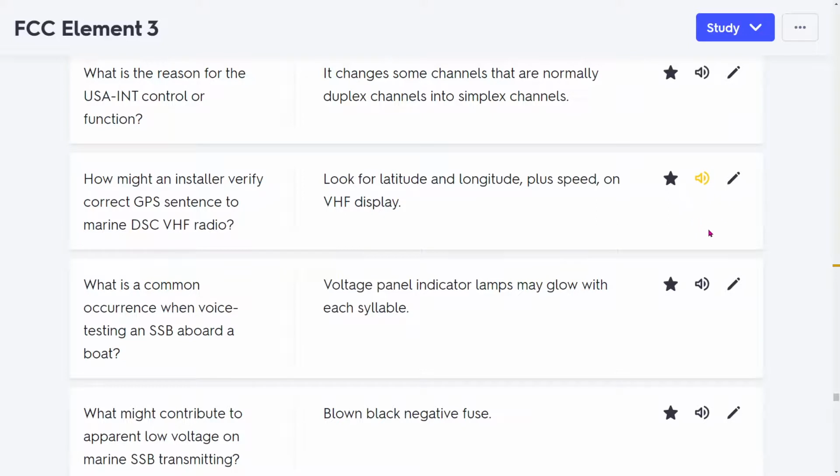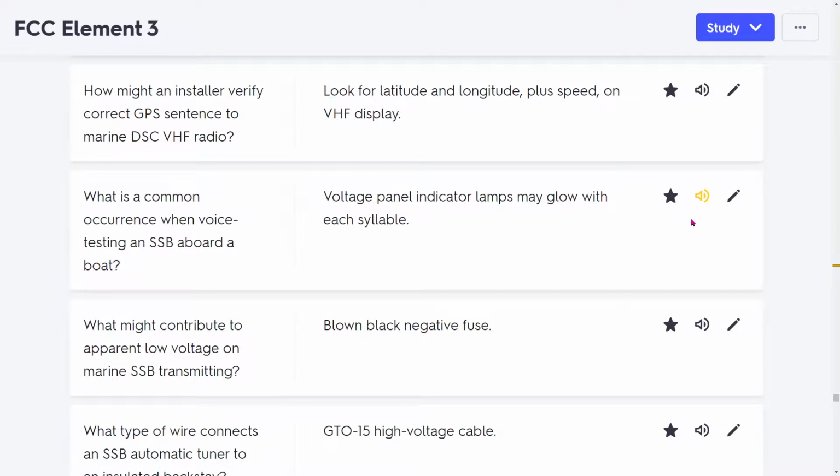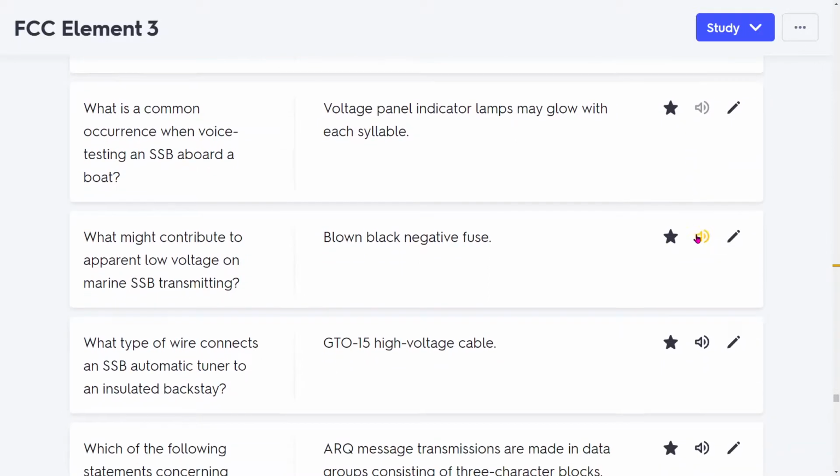How might an installer verify correct GPS sentence to marine DSC VHF radio? Look for latitude and longitude plus speed on VHF display. What is a common occurrence when voice testing an SSB aboard a boat? Voltage panel indicator lamps may glow with each syllable. What might contribute to apparent low voltage on marine SSB transmitting? Blown black negative fuse.